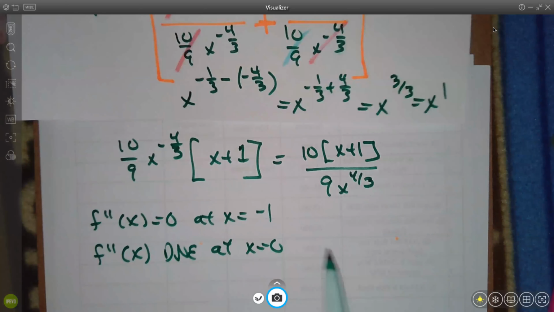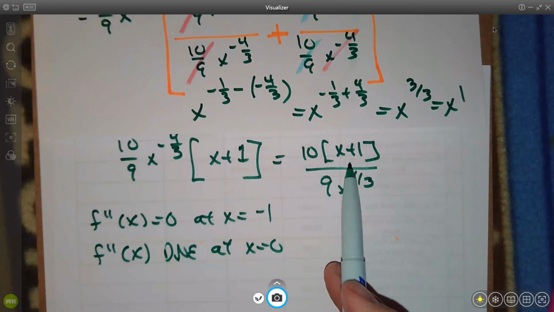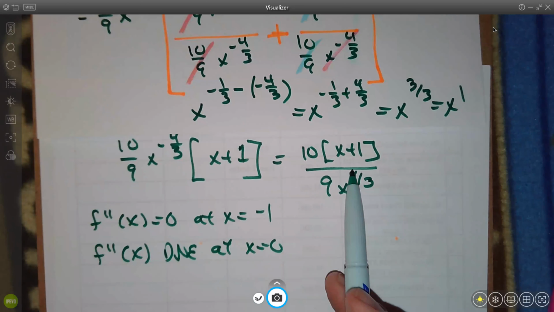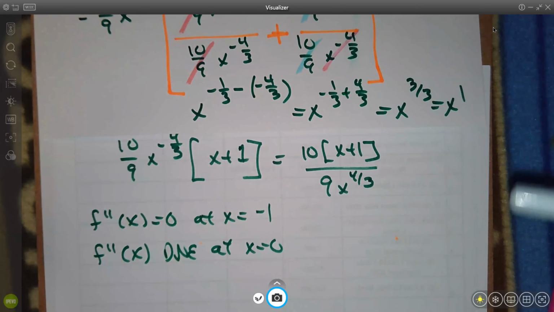I think I can tell what's going to happen at -1. You're going to have an inflection point. I think it's going to change concavity there. But we'll decide that looking at the graph. The big important thing to get out of this example was the factorization. So are we okay with the factorization here?